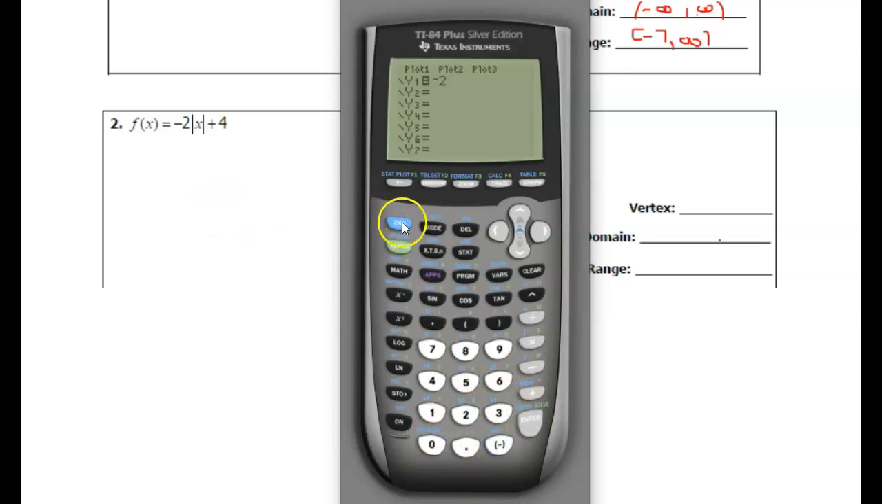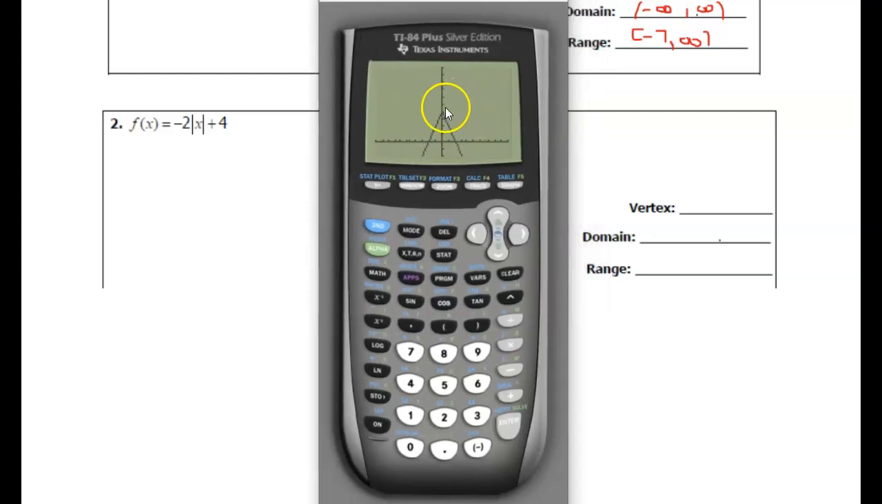negative 2 times the absolute value. So I'm going to hit math. I scroll over to numbers, hit enter. The absolute value pops up, and then I'll type in x and then plus 4. Now I'm going to go ahead and hit graph, and it graphs that absolute value for me.